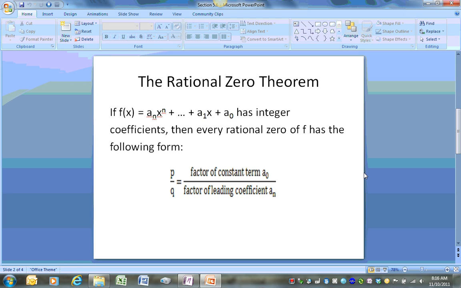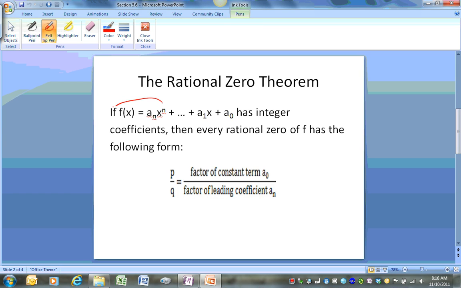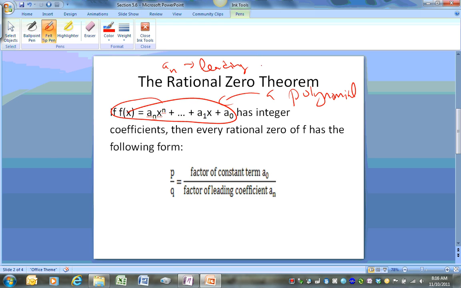So let's say f of x is a polynomial. So this right here is a polynomial. A sub n, that's a subscript by the way for the n, is the leading coefficient. And then here a0 is the constant term.